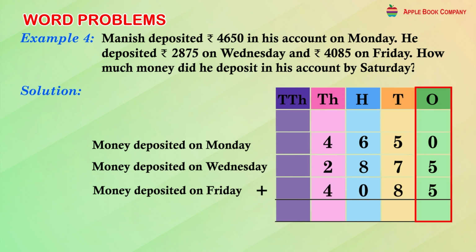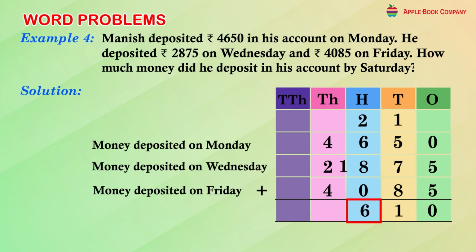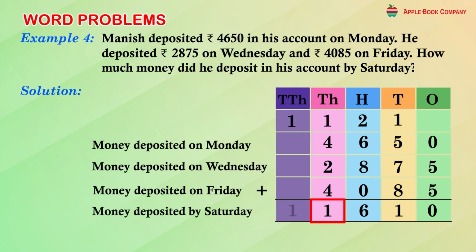If we add the ones place, which is 5 plus 5 plus 0, we get 10. We carry the 1 to the tens and put the 0 at the bottom. Now, when we add tens, it is 1 plus 5 plus 7 plus 8, which gives us 21. We put 1 at the bottom and carry 2 to the hundreds place. 2 plus 6 plus 8 plus 0 gives us 16. So we put the 6 at the bottom and carry 1 to the thousands. 1 plus 4 plus 2 plus 4 gives us 11. Therefore, Manish has deposited 11,610 by Saturday in his account.